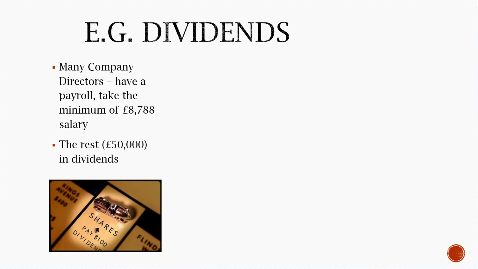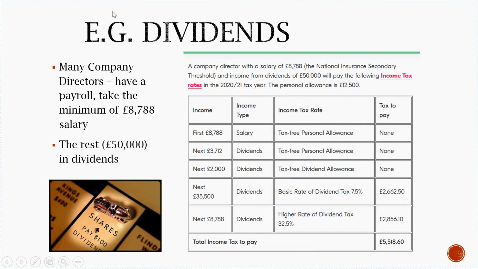So let's look through a worked example. That's the best way to understand something. Let's imagine we've got a company director who's taken out £58,788. They took their first bit of this money, £8,788, as a salary. That falls within their personal free allowance because it's within the 12,500. So tax to pay, there's none. The next £3,712, bringing it up to £12,500, they're taking as dividends. You're still within your tax-free personal allowance. There's no tax to pay.